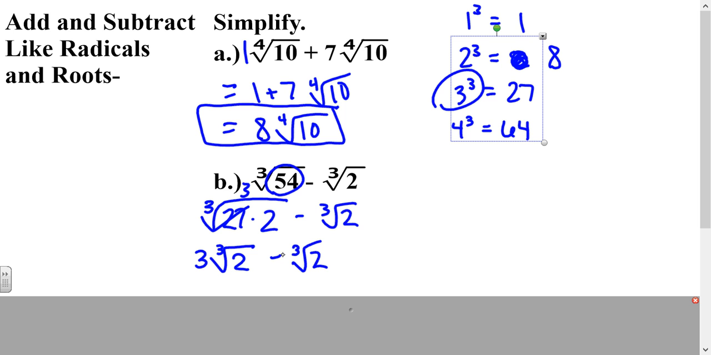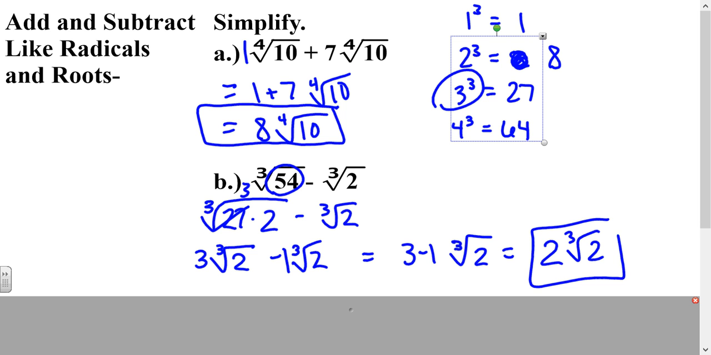And remember, this one would technically have a coefficient of 1. So then I would do 3 minus 1 times the cube root of 2, which would be 3 minus 1 is 2 times the cube root of 2. So that would be my final answer.